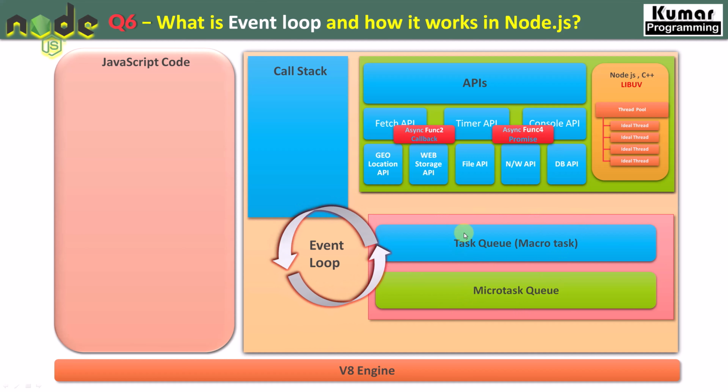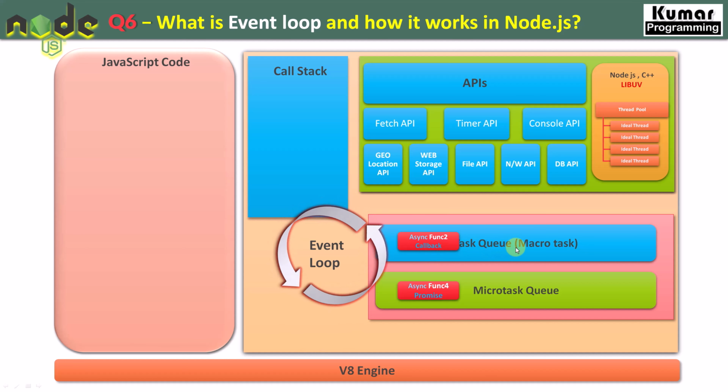That we are going to detail differences in our upcoming videos, but here just understand that callback function events are getting registered in the task queue, and promise function events are getting registered in the micro task queue, right? So now if you see here, our callback came into the task queue, macro task, and the promise came to the micro task queue.